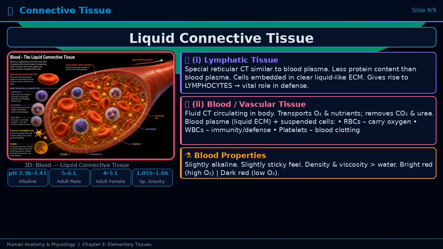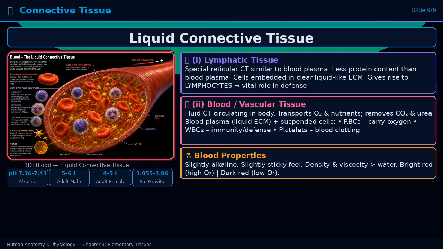Blood or vascular tissue, a specialized fluid connective tissue that circulates through the body, transporting oxygen and nutrients and removing waste products like carbon dioxide and urea. It consists of blood plasma containing suspended cells, red blood cells, white blood cells, and platelets.